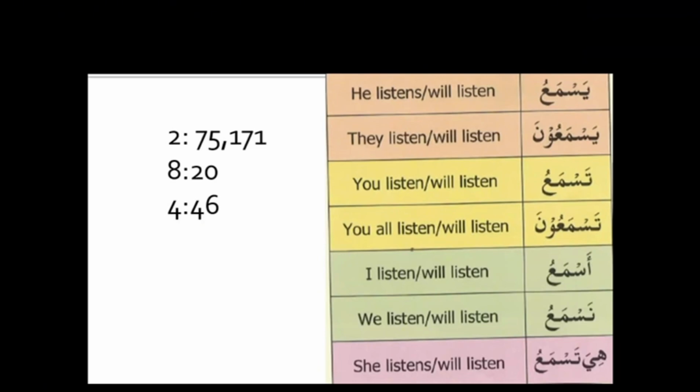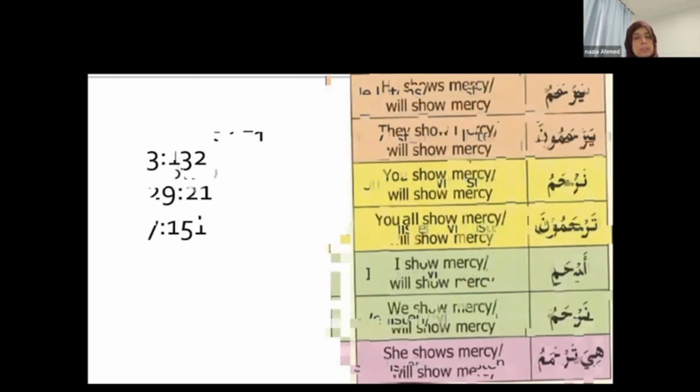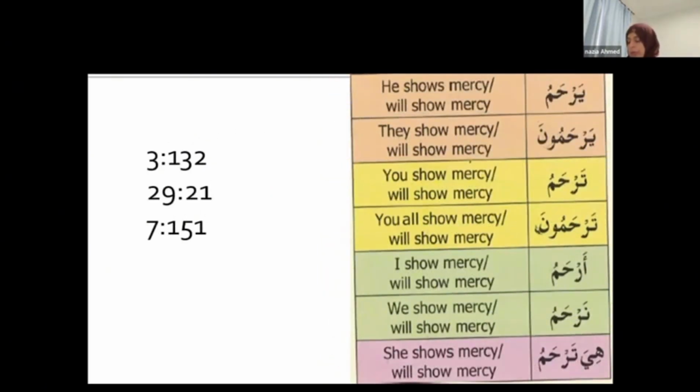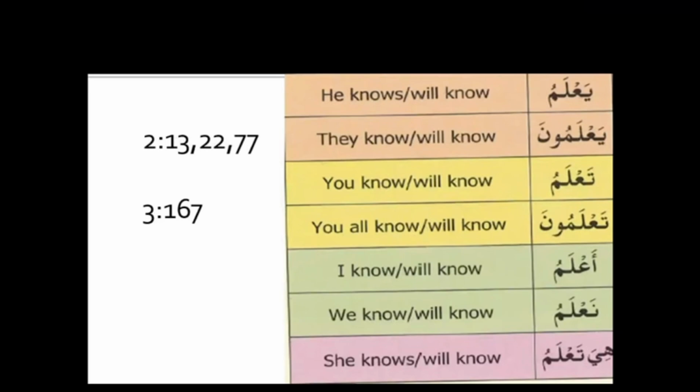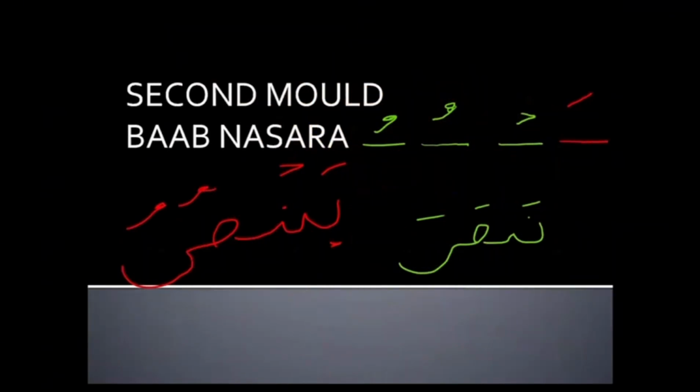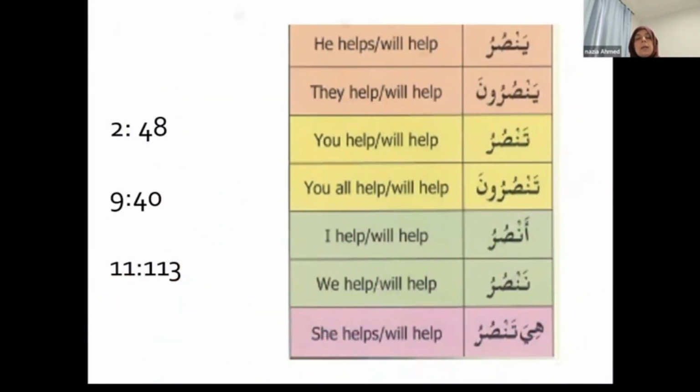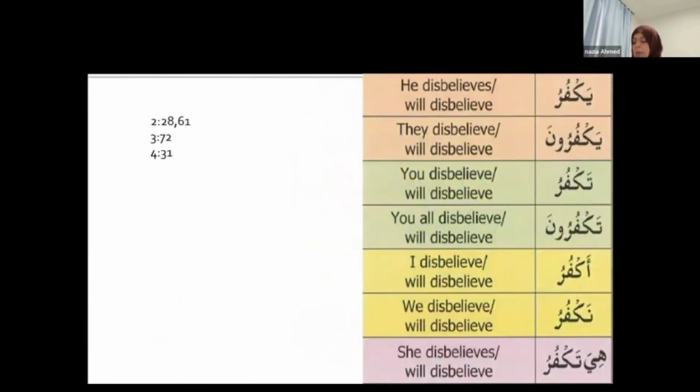Yasma'una. They listen or they will listen. Okay. Surah number 3, ayah number 132. Ati'ullah wa Rasula la'allakum turhamuna. Which form? Second plural. Second person plural. Very good. Masculine. Yeah. Okay. Ayah number 28, Surah Al-Baqarah.